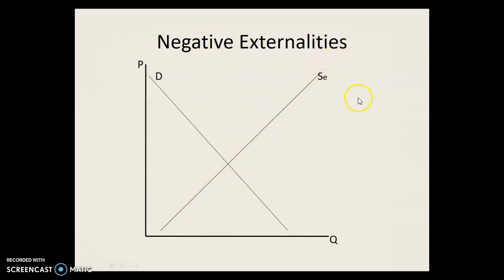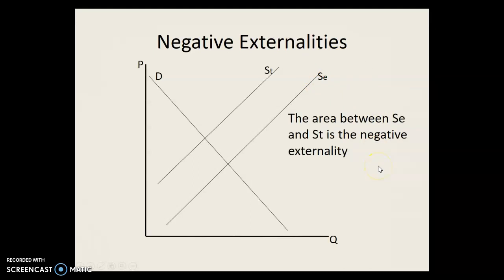So anyway, we have demand and we have the supply here with the externality. SE stands for supply with the externality. And now I have a supply line ST, which is the total supply if there were no externality. Basically, in a negative externality, what's happening is businesses are able to produce the product and they're not bearing the entire cost of the product.